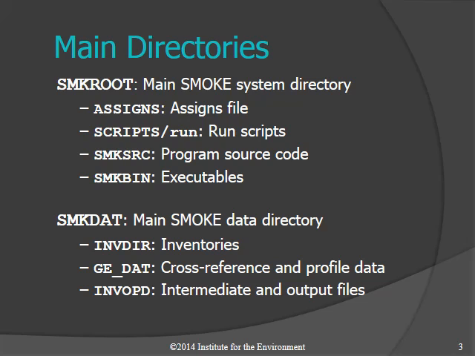The Smoke environment variables that get set when you source the assigns file are shown in bold on this slide. The logical name or environment variable SMKROOT sets the main Smoke installation directory on your system. Within the SMKROOT directory, you will find the assigns files, which can be quickly accessed using the assigns environment variable, the run scripts, accessed with the scripts/run path, and Smoke source code and Smoke executables.